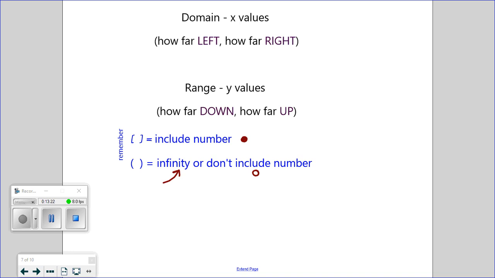And if it looks like it kind of just hits at that point, but you're not sure it's actually hitting at that point. If they don't want me to include something, they will always very clearly put in an open dot. Okay? So if you're unsure, include the number. If it's an open dot, don't include the number. Okay?